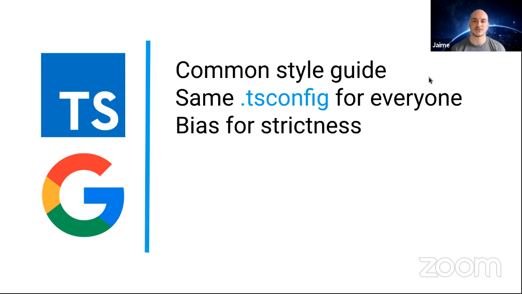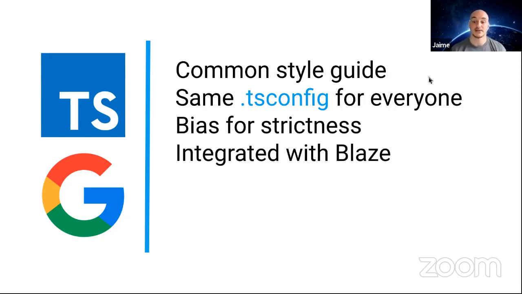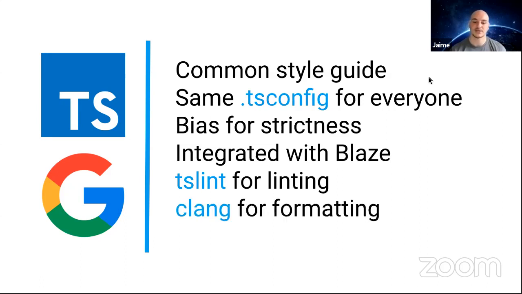We have a bias for strictness. Strictness means that the stricter you are, the more help you get from the TypeScript compiler, and we have a bias towards that. The problem is that we have a huge legacy source code base that we need to take into account. So we incrementally increase strictness with that baggage and background. It is integrated with our build tool, Blaze. We use TSLint for linting, and we use clang-format for formatting because that's what we use for formatting everywhere else in Google.